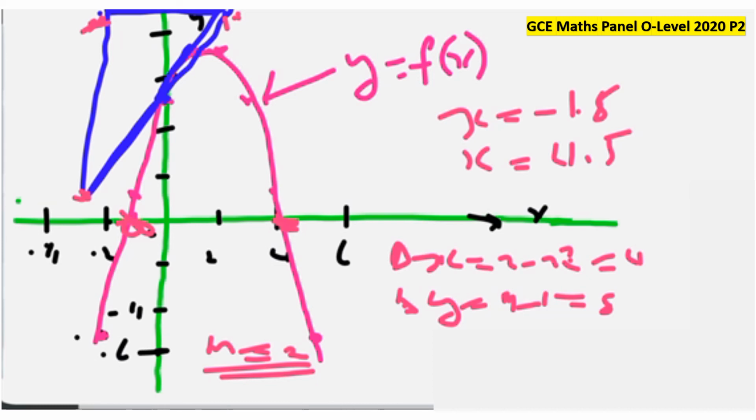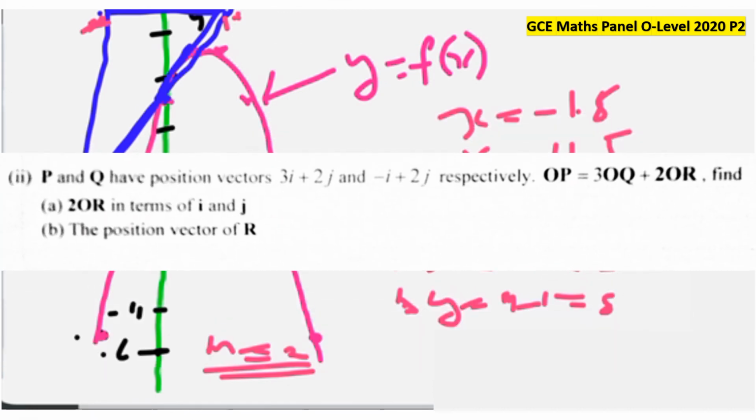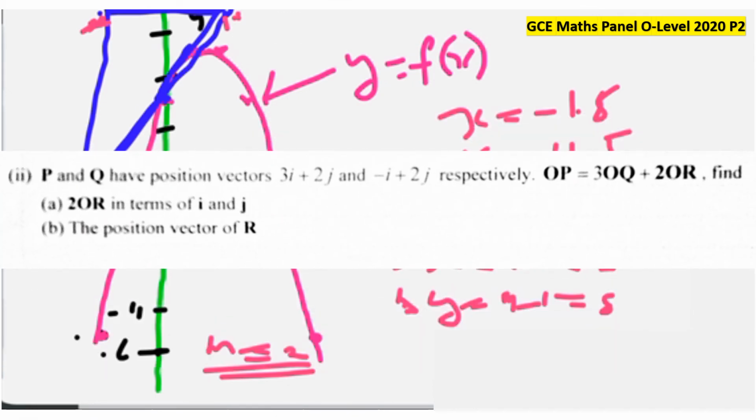All right, the B part of the question reads, that's the last part of this question. P and Q have position vectors (3, 2) and (-1, 2) respectively. If OP is equal to 3 OQ plus 2 OR, find OR in terms of i and j. This is a question on vectors, and they've given us the relationship. Normally we know OP and we equally know OQ, so we can now look for 2 OR.